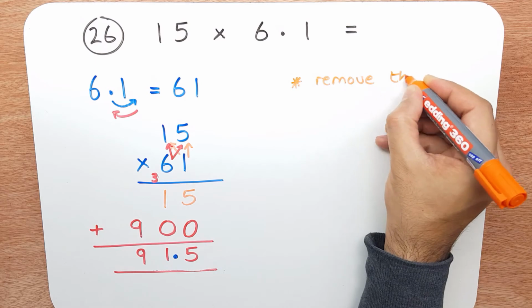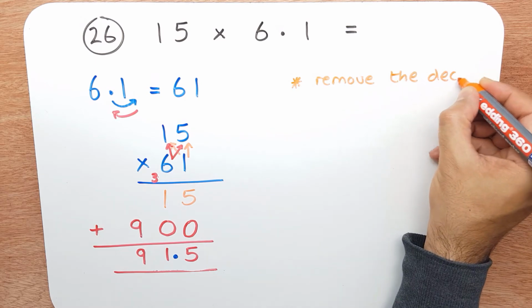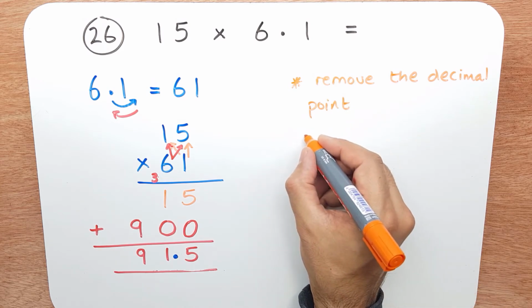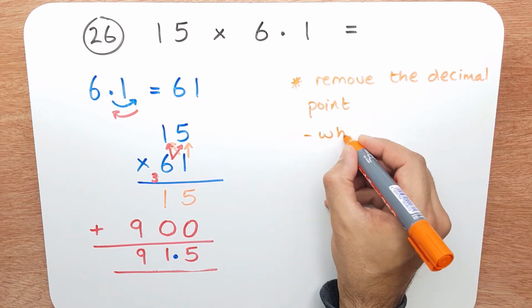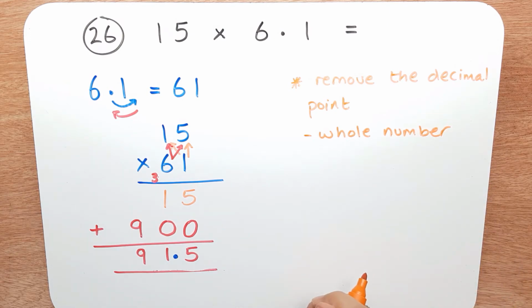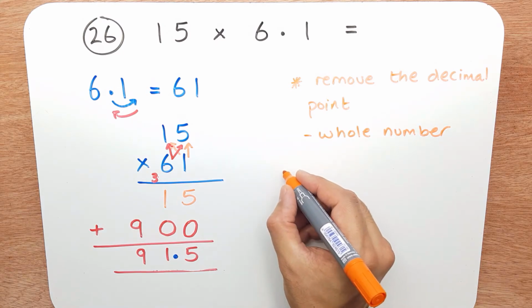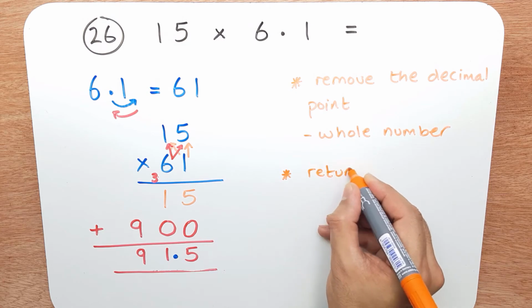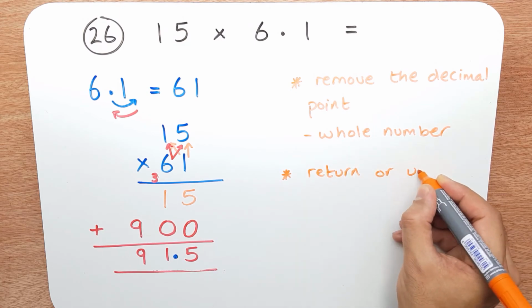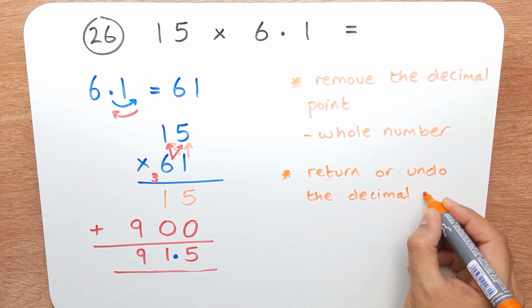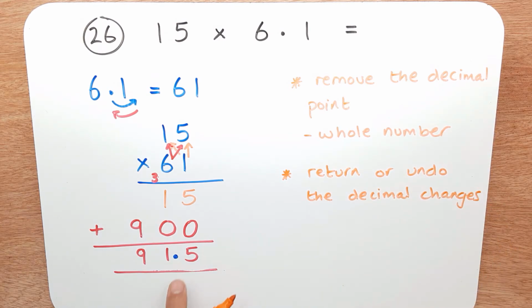So the way to do this is to remove the decimal point and turn it into a whole number. And that's the easiest way to do it. So you end up with two whole numbers multiplied together. And then what you do is you return or undo the changes, like we did down here.